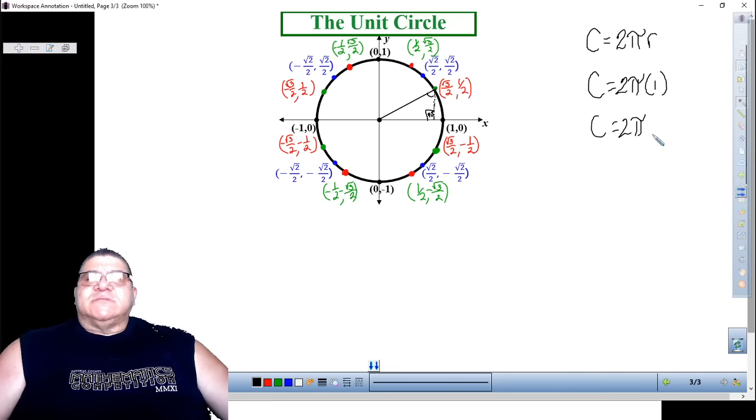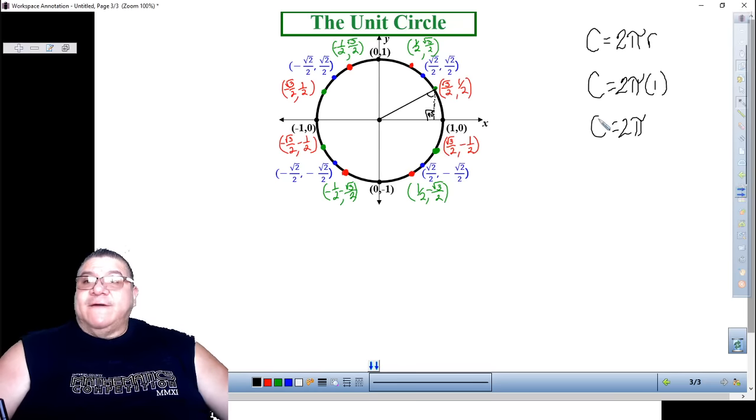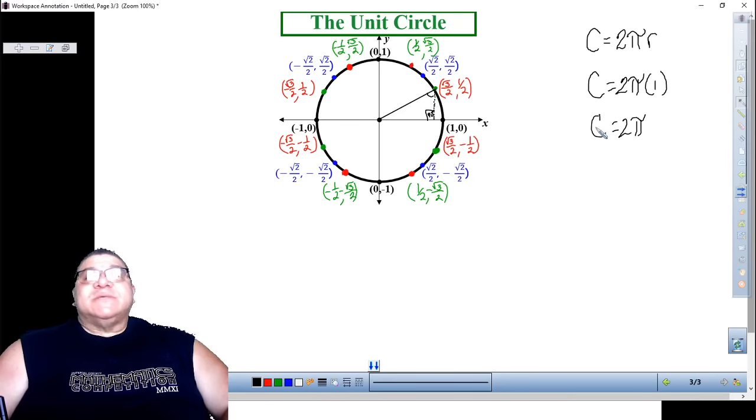Okay, what does that mean, Mr. Q? Okay, that the circumference is 2 times pi. So what is the circumference? The circumference is all the way around the circle, all the way around. What is it? All the way around. How many degrees? 360 degrees all the way around.